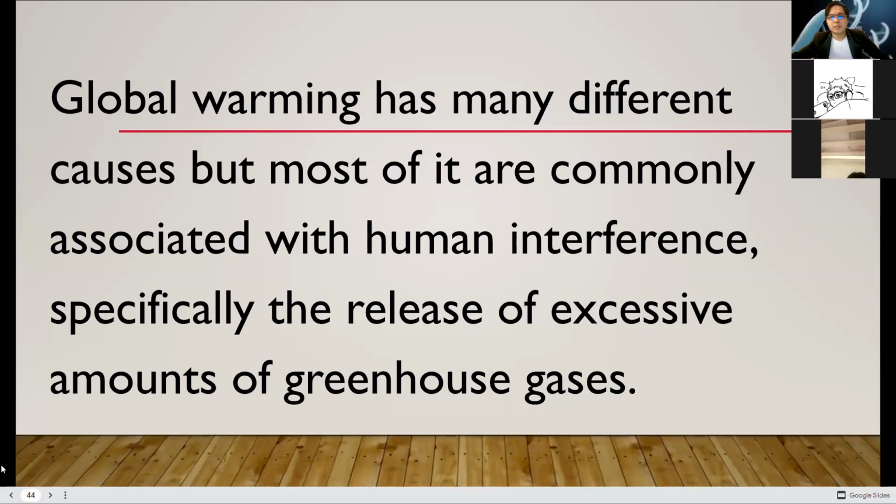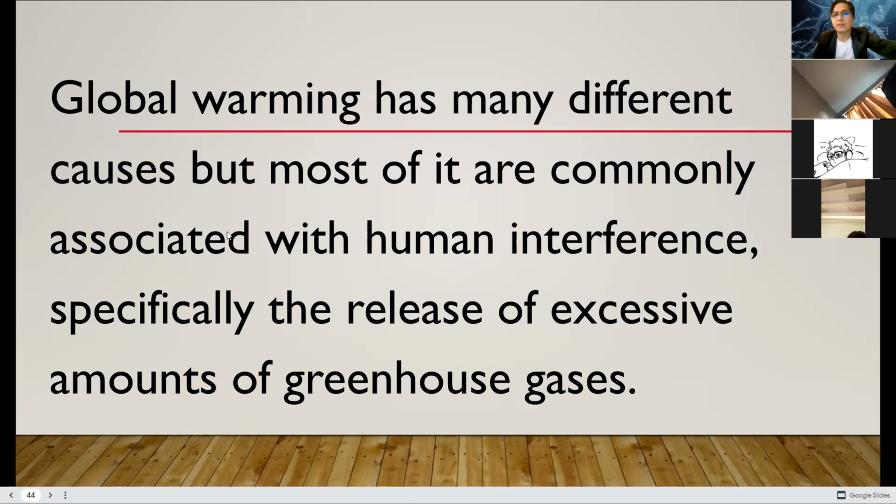We are still in the continuation of our discussion of our topic in module 2. Let's move now to global warming. Again, we discussed global warming last meeting. It has many different causes. Most common is associated with human interferences. What are the human activities that cause or that can cause global warming? Anybody? We already discussed this one last meeting.